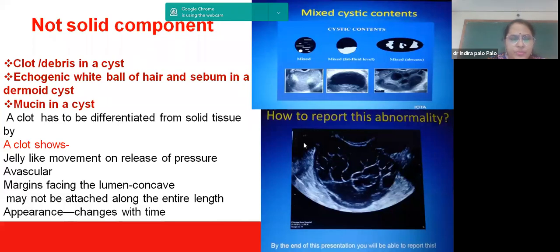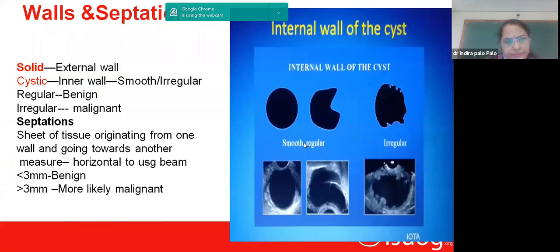So what is not a solid component as per IOTA? Clot or debris in a cyst, echogenic white ball or hair or sebum in a dermoid cyst, mucin in a cyst. These should not be considered a solid component. When you find a clot and it appears as a solid mass, it has to be differentiated from a solid mass. If you apply pressure, the clot shows a jelly-like movement on release of pressure by the probe, and it is usually avascular because it is all dead tissue, and the margins facing the lumen are concave and may not be attached along the entire length of the wall. And if you repeat the scan after 2 to 3 months, the appearance changes with time.